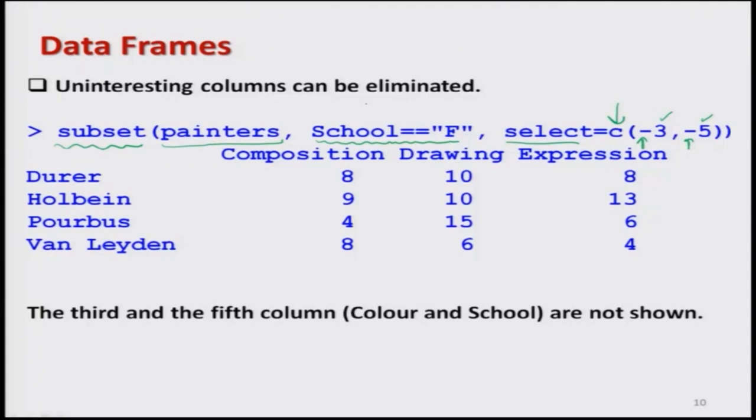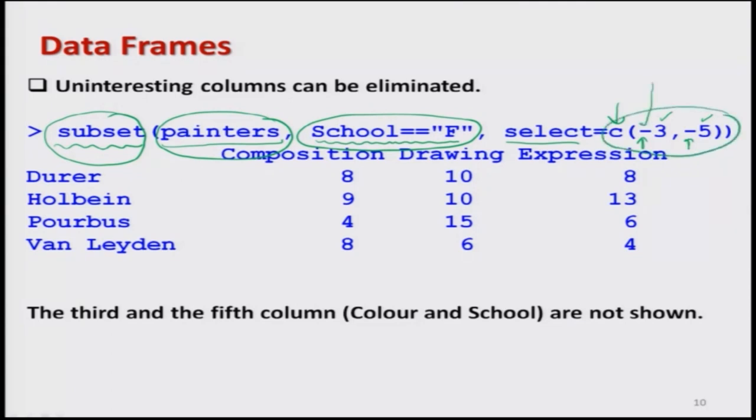Please try to find a subset of the data from the data frame painters for which the school is equal to F, and select two columns, third and fifth columns. And since I have used here a negative sign, that is indicating that please remove them.